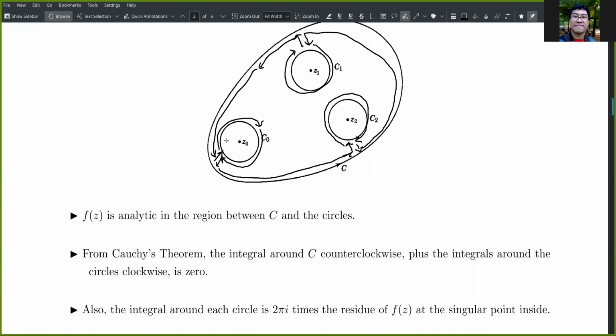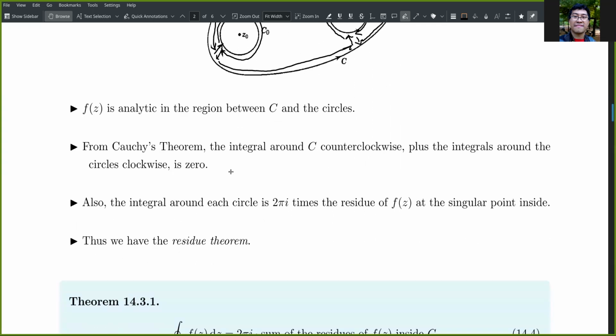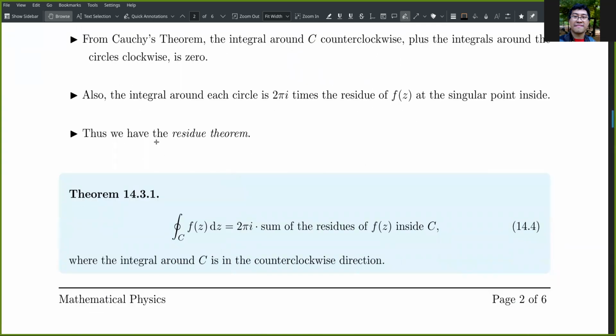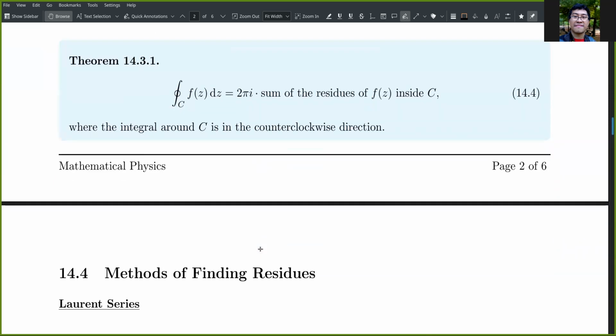If you integrate around this circle, the answer would be 2 pi i times the residue at the singular point, at z naught. So in total, if you want to take the integral over all this region, we simply add. The residue theorem states that the integral of f(z) dz over a closed contour C is equal to 2 pi i times the sum of the residues of f(z) inside C. The integral around C is in the counterclockwise direction.